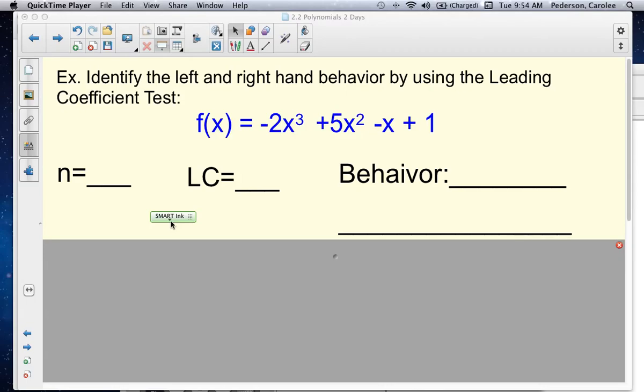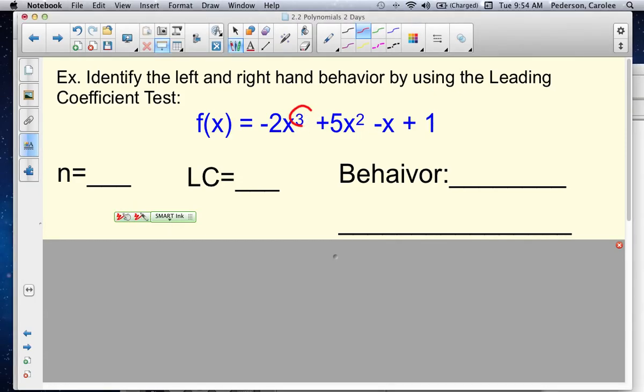All right, give me a thumbs up if your degree is even. Give me a thumbs down if it's odd. So what is the degree of this? 3. So remember, our degree is the highest term. You guys told me, most of you saw your thumbs up.